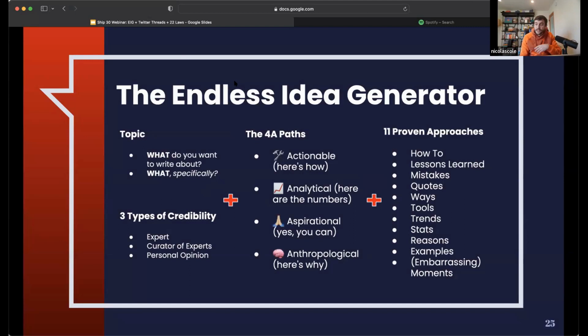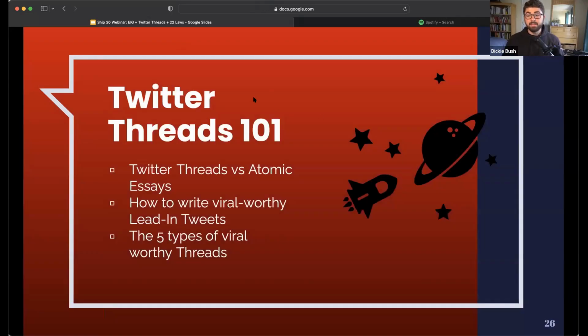Okay. So this is the Endless Idea Generator. Again, as a whole, you have the topic plus the credibility, plus you have to pick a path, plus one of these 11 proven approaches. All right. So we'll send a recap video, but if you want, take a quick screenshot of this, play with it. But this leads to a different problem, which is now I have too many ideas. But you should never have the problem of, I don't know what to write about ever again. All right, so that's the endless idea generator.